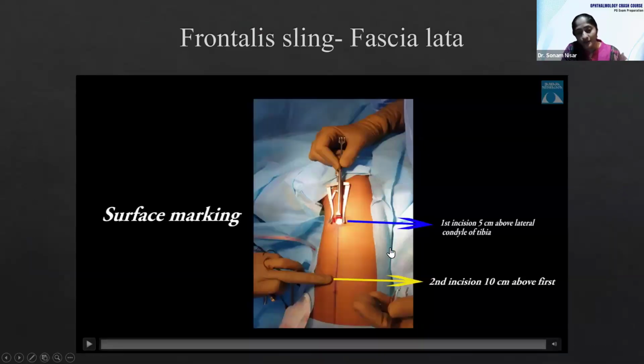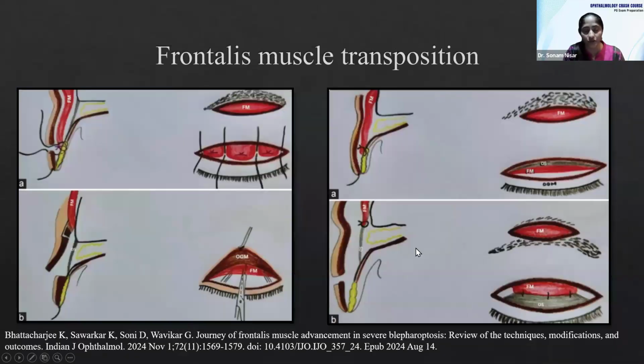And this is just a small picture, actually it's a full video, but this just shows your incision of the fascia lata. And this is something that the examiners might ask you: what is the surface marking of fascia lata? You take the first incision 5 centimeters above the lateral condyle of the tibia, and the second incision is taken at 10 centimeters above the first one. So that is the surface marking of the fascia lata.